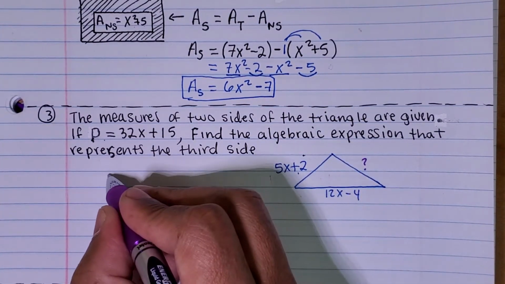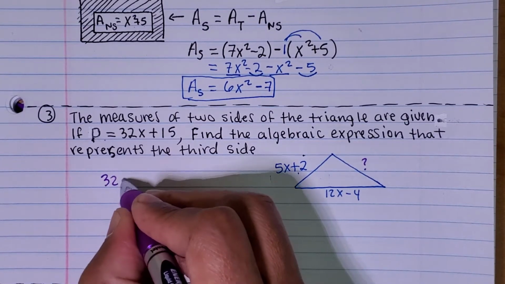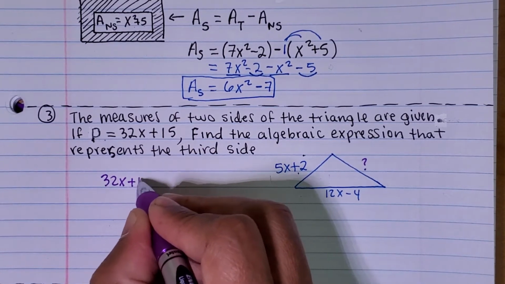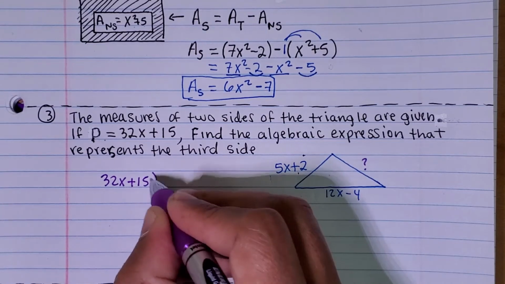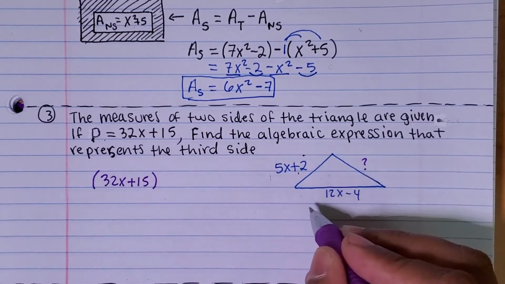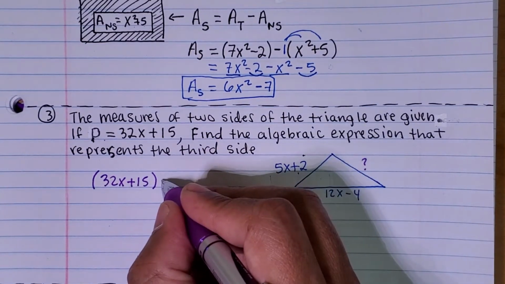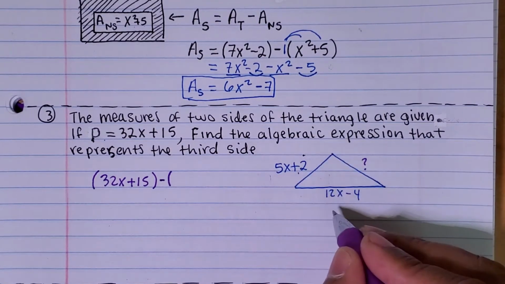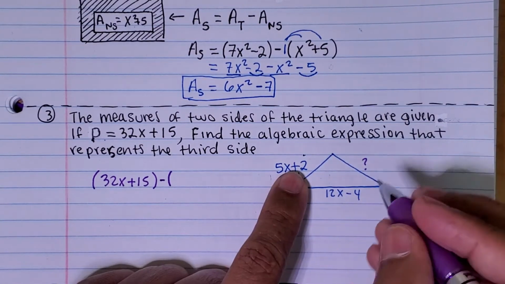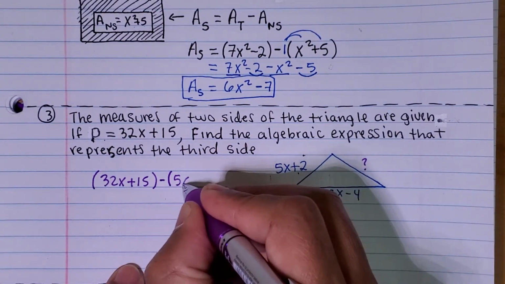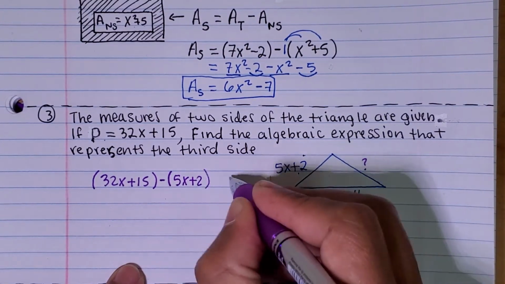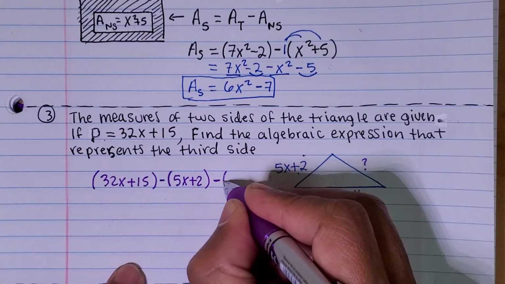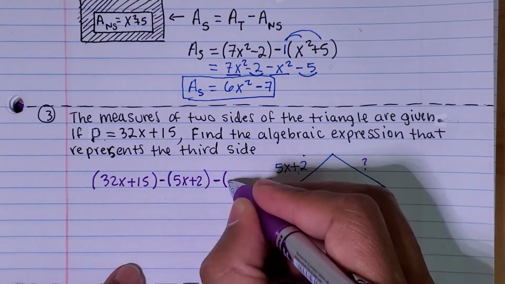Okay, so let's see if you can follow me here. The perimeter is 32x plus 15, and watch what I'm going to do. I'm going to use parentheses, and I hope you understand why. I'm subtracting. If you don't do this, you are going to get confused and end up with something that's incorrect. So I'm going to start with this one, minus 5x plus 2, minus another parenthesis again, 12x minus 4.